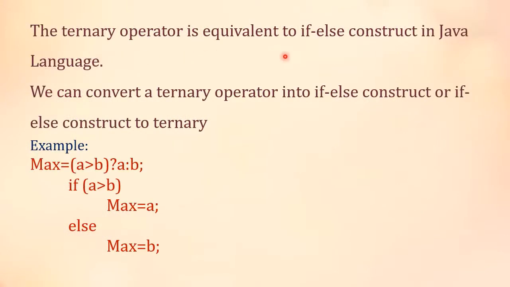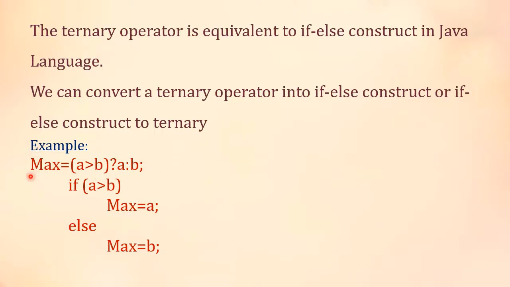Ternary operator is equivalent to the if-else construct in the Java language. We can convert a ternary operator into an if-else construct, or an if-else construct into a ternary operator. Both will do the same operation, but the syntax for if and the ternary operator is different. Here, see, we have max is equal to A greater than B question mark A colon B. This is a statement using the ternary operator.